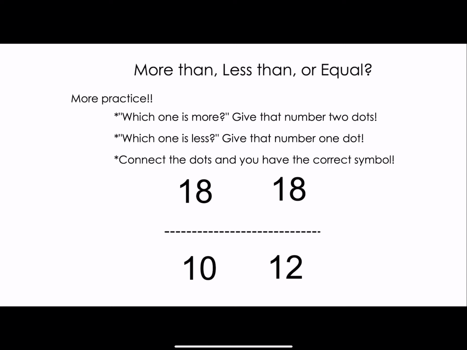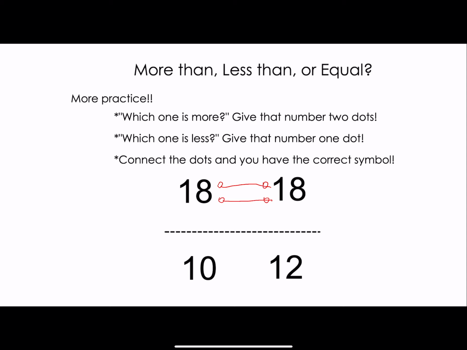Let's look at a few more. We have 18 and 18. Oh no, who's the bigger one? Well, they're both the same, so they each get 2 dots. And then we connect the dots to make an equal sign. 18 is equal to 18.